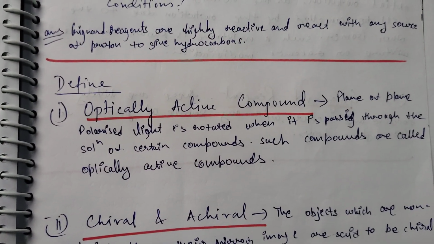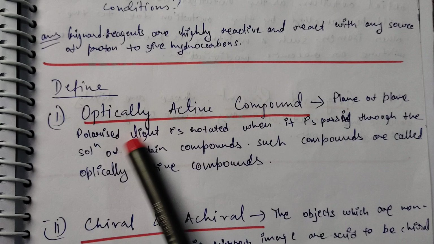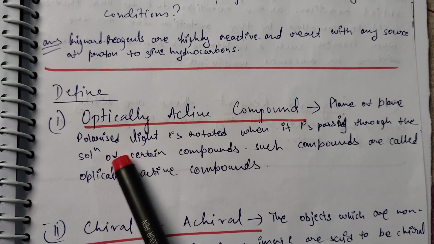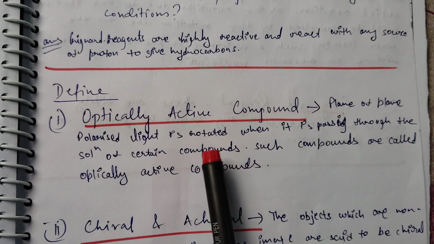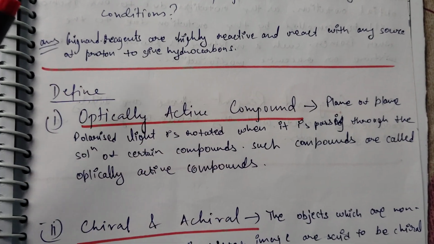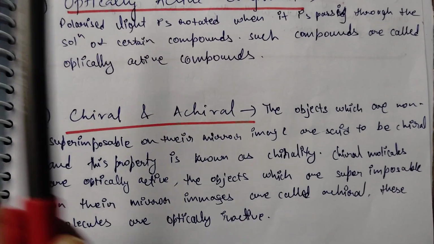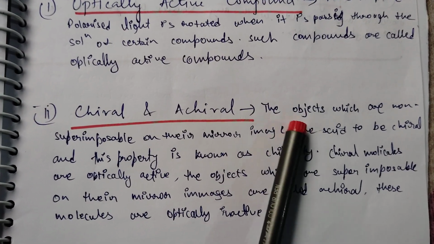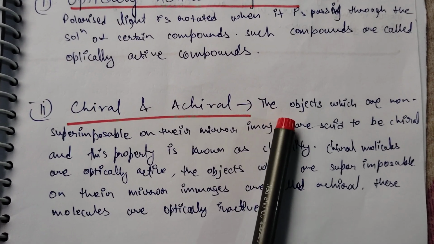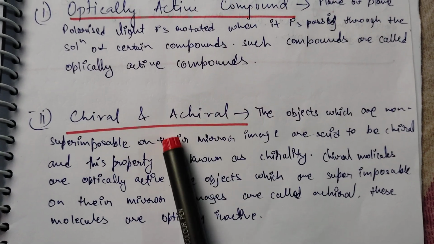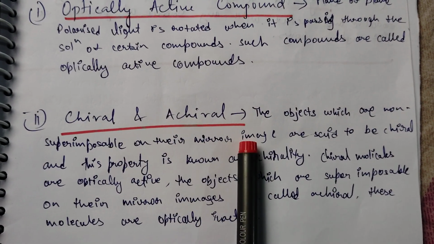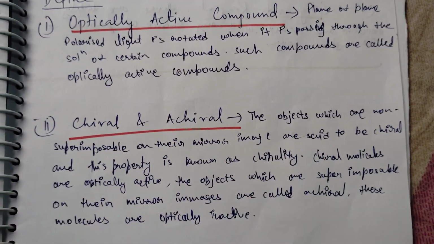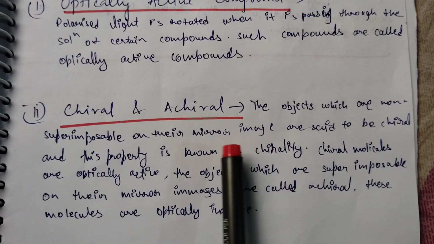So what are optically active compounds? Some compounds rotate plane polarized light in the left or right direction. Those are called optically active compounds. What are chiral and achiral? If you see the mirror image of a compound, if it is the same as the mirror image, then it is achiral, and if it is different, meaning it cannot be superimposed, then it is chiral.